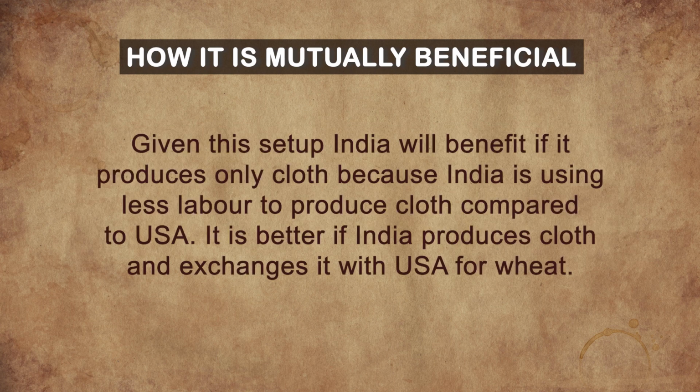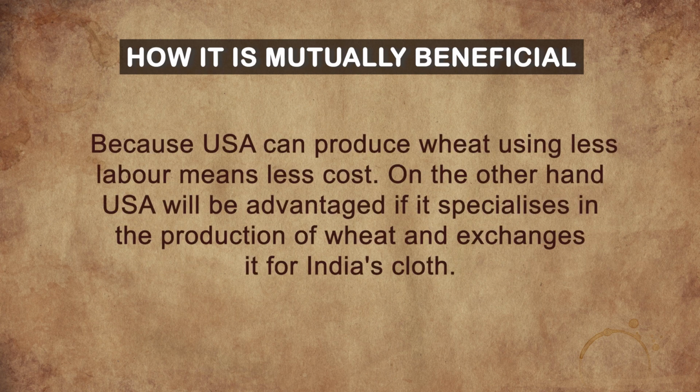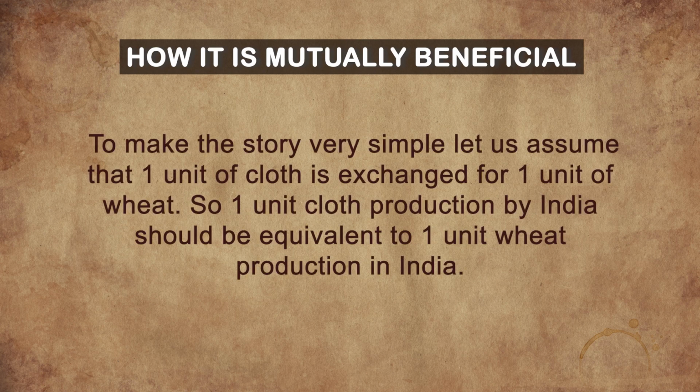Now, given this setup, India will benefit if it produces only cloth, because, as I said, India is using less labor to produce cloth compared to USA. So it is better if India produces cloth and exchanges it for USA wheat. Why? Because USA can produce wheat using less labor, meaning less cost. On the other hand, USA will be advantaged if it specializes in the production of wheat and exchanges it for India's cloth. Now, to make the story very simple, let us assume that 1 unit of cloth is exchanged for 1 unit of wheat.